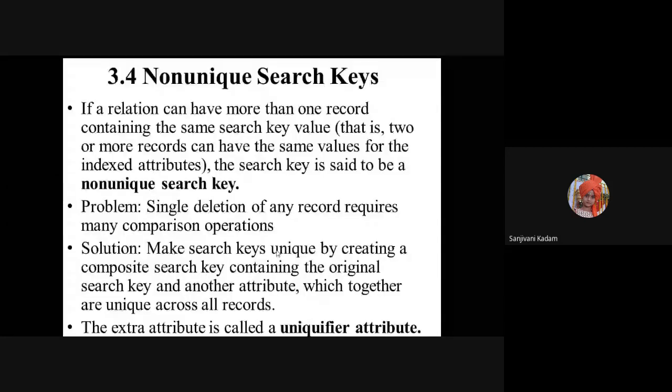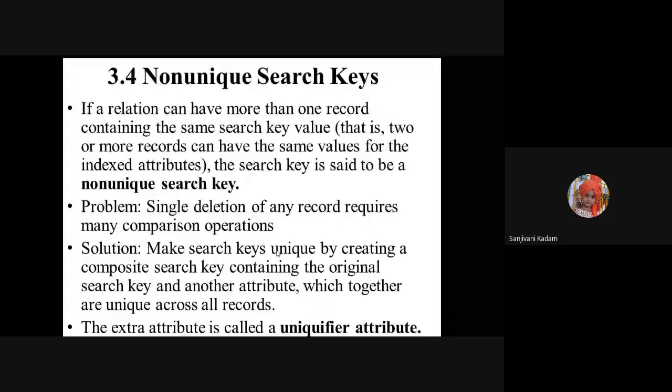Let us move to the next point. Non-unique search case. If a relation can have more than one record containing the same search key value, that is, two or more records can have the same values for the index attributes, then the search key is said to be a non-unique search key. Just like department name, every entry doesn't have a unique value. We are having repetition of the values.